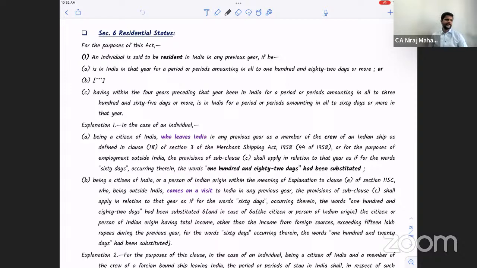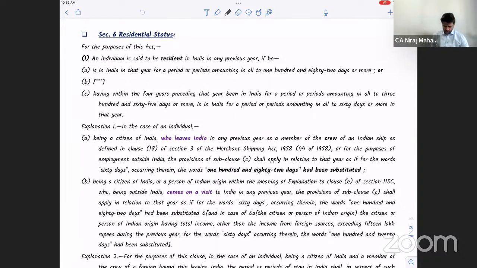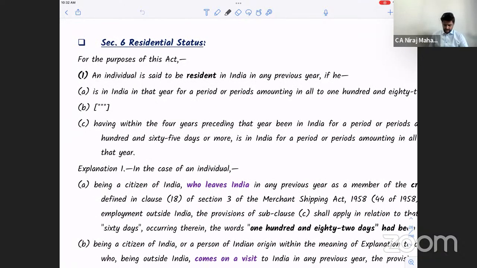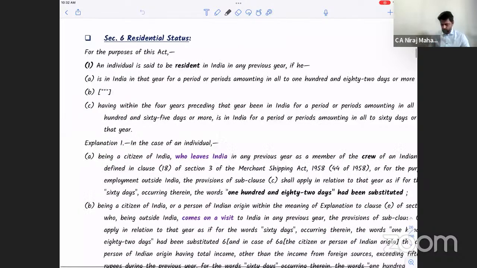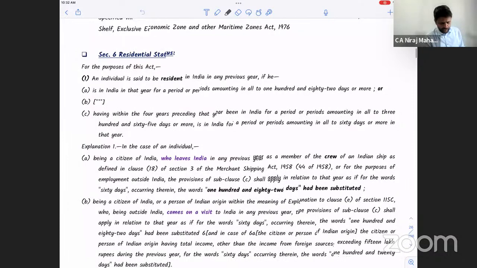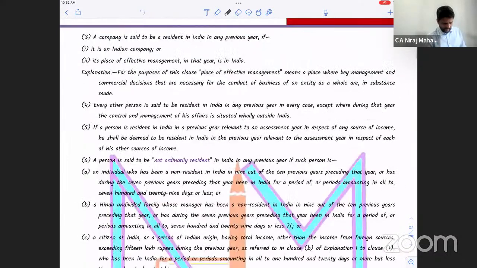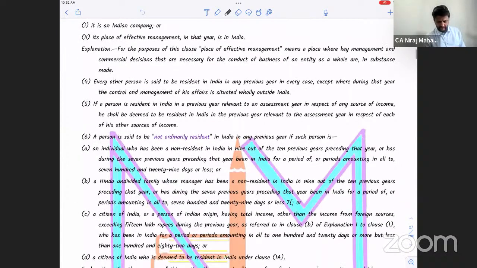That is your Bare Act, section 6, residential status. For the purpose of this act, an individual is said to be resident in India if in any previous year. You can take your risk and read that Bare Act for your understanding. Later on, if required, we will have to refer to it. We'll see that. Okay, sorry.